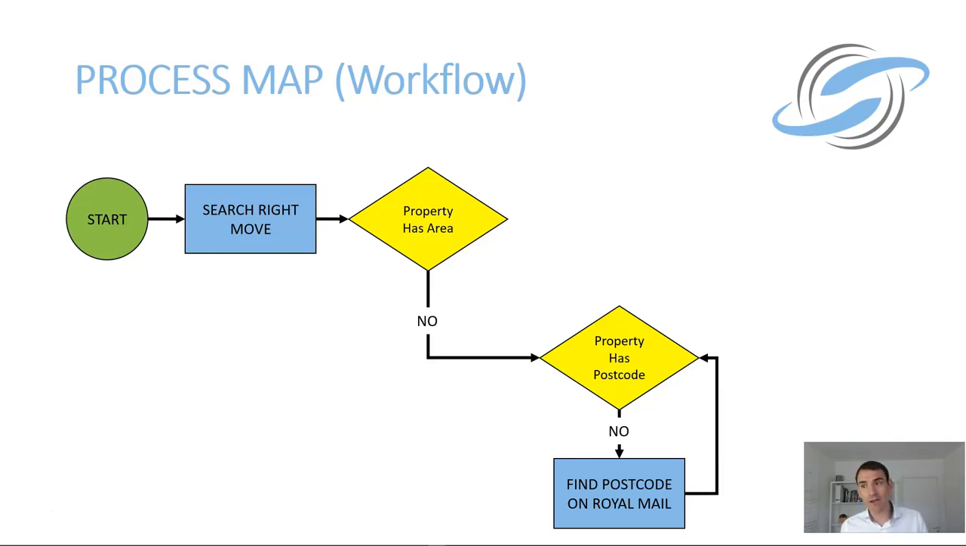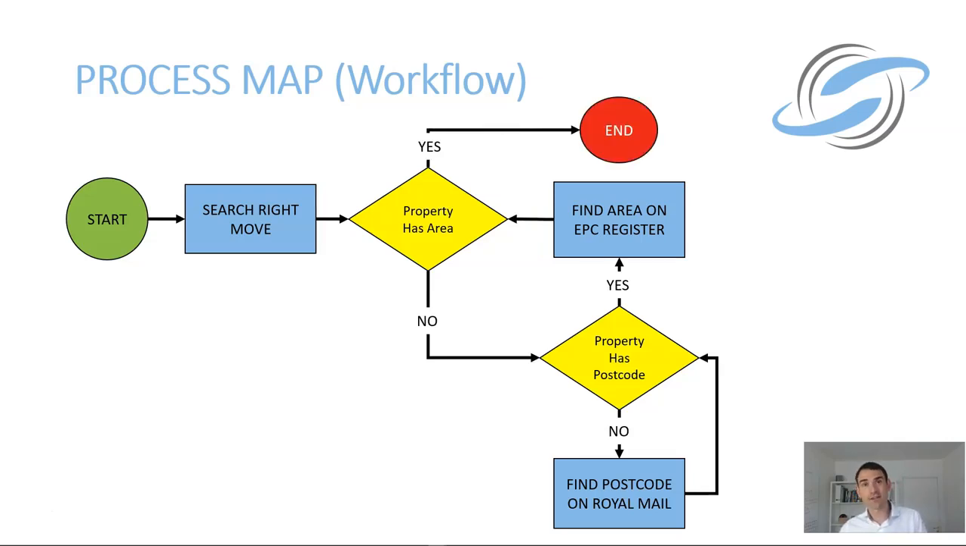Now, have we got the postcode? Well, yes. So now we go back, we can find that area on the EPC register, and therefore the property has an area. Yes, it's got an area. So therefore we have the area of the property, and because we did the search on Rightmove originally, the price of the property. So we've got all the information we need, and therefore we've finished and we can exit and move on to the next property. So that is basically mapping out that.